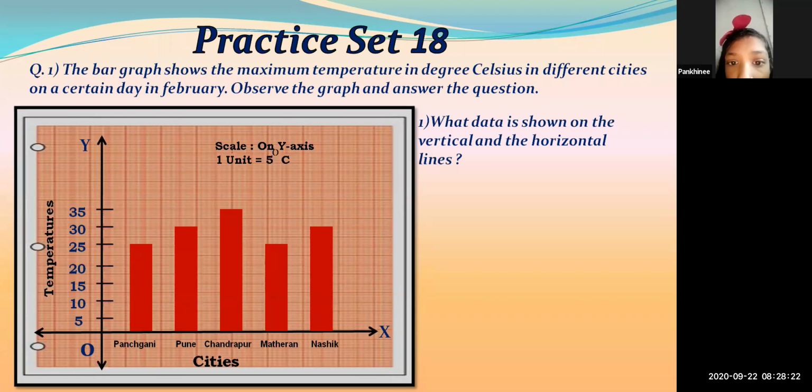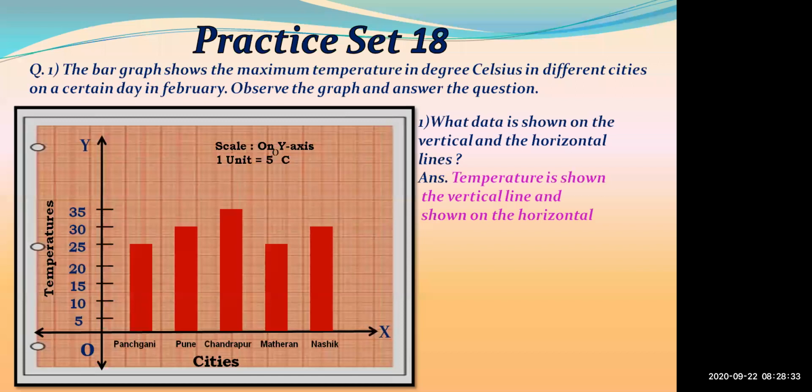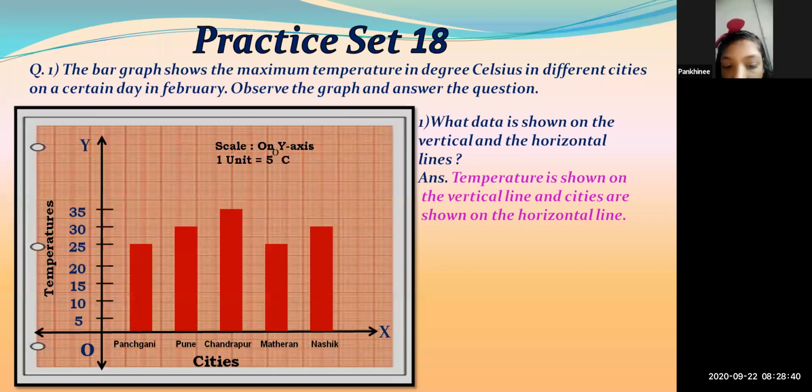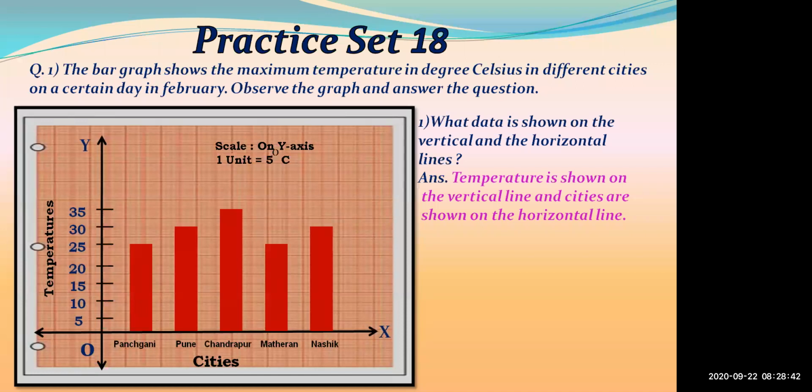Sir, on the y-axis there was temperature, and on the x-axis there was the city's name. Yes, we will see the answer here. Temperature is on the vertical line and cities are on the horizontal line. Temperature and what is given? Number of cities.